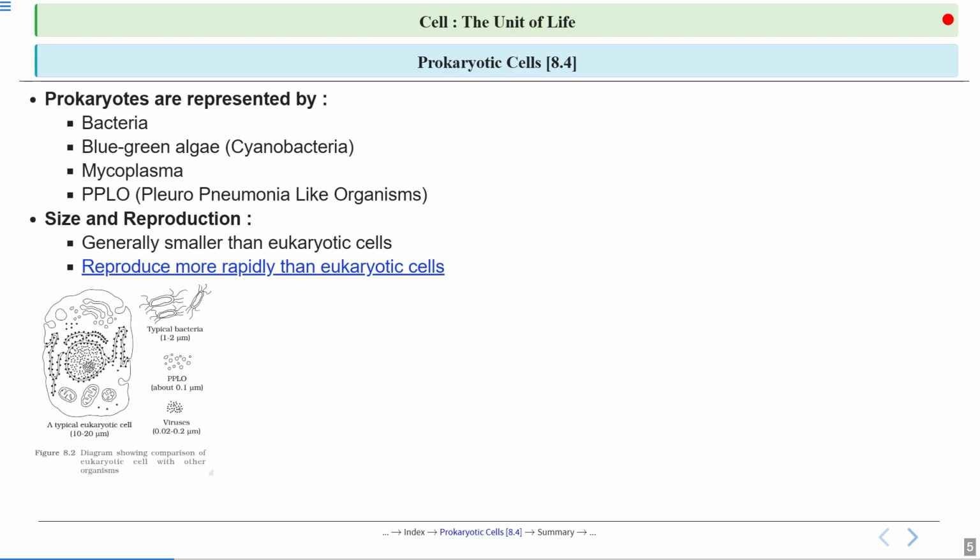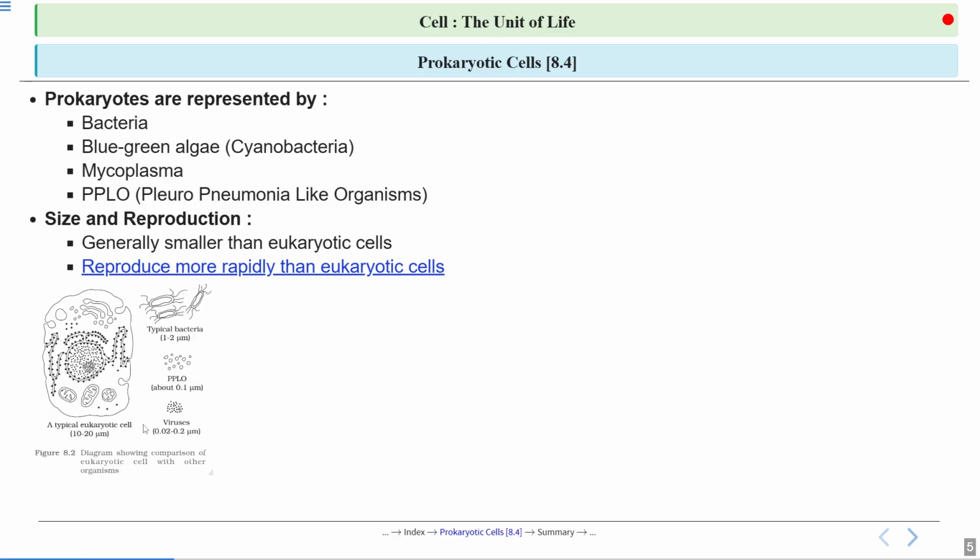Here you can see this image, a diagram showing a comparison of a eukaryotic cell with other organisms. This is a typical eukaryotic cell shown on the left side. The size is 10 to 20 micrometer. This eukaryotic cell is large, and it consists of a nucleus. Within the nucleus, the genetic material, which is DNA, is present. Membrane-bound organelles are also present. You can see mitochondria, Golgi bodies, endoplasmic reticulum, and ribosomes.